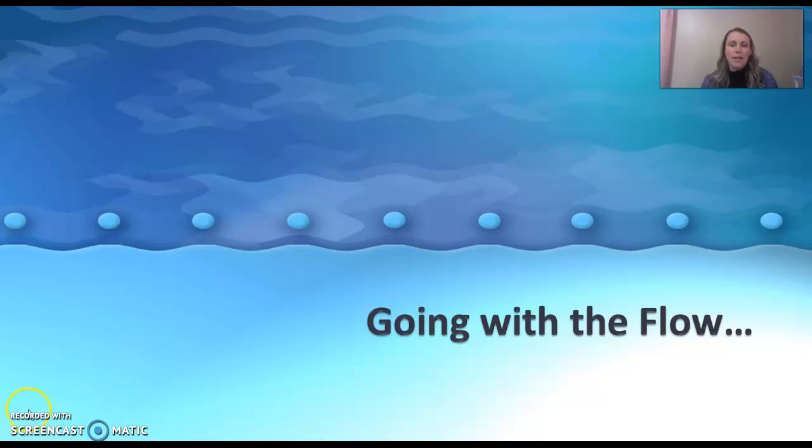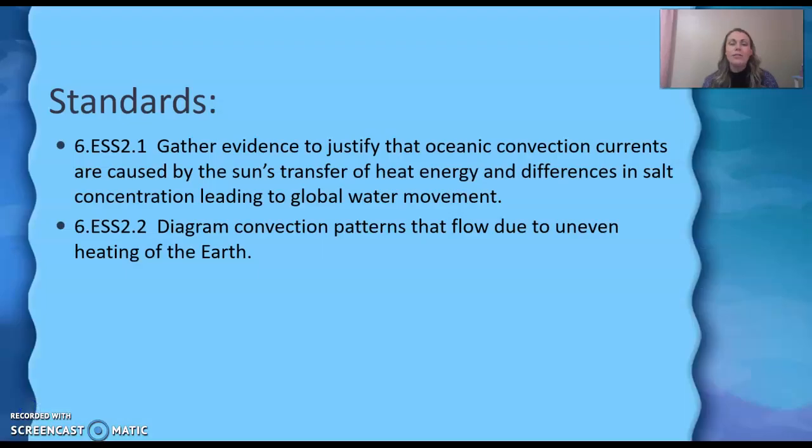All right, sixth grade. So for today's science lesson, we are going with the flow of oceanic convection currents, that is. Our standards are 6.ESS 2.1, which is gather evidence to justify that oceanic convection currents are caused by the sun's transfer of heat energy and differences in salt concentration leading to global water movement.